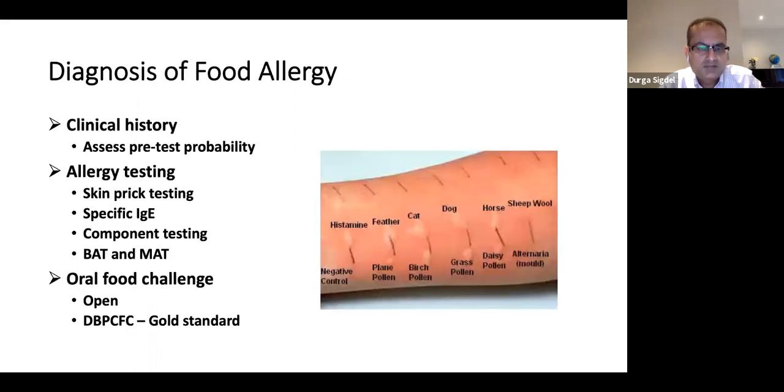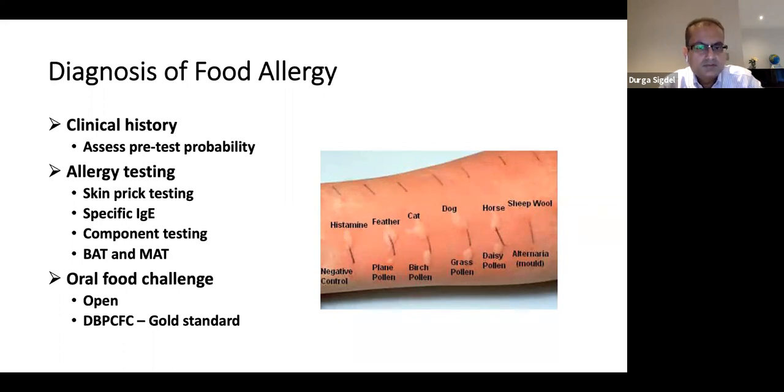How do you diagnose food allergy? For any disease, the history is the most important, and then you support your history, then you request a diagnostic test. Exactly the same thing applies in allergy. So you diagnose with the history, and history is even more important.